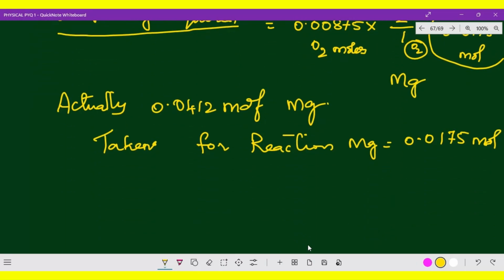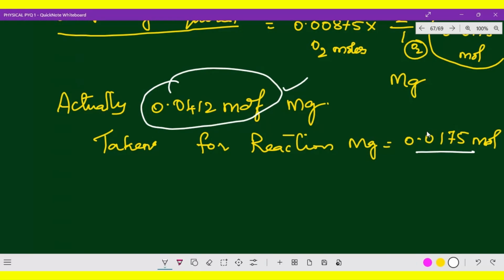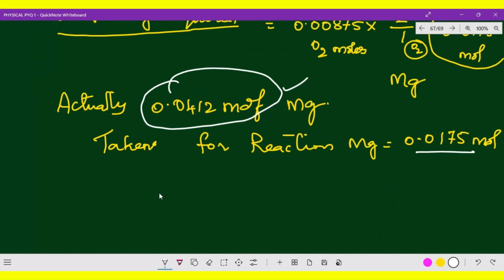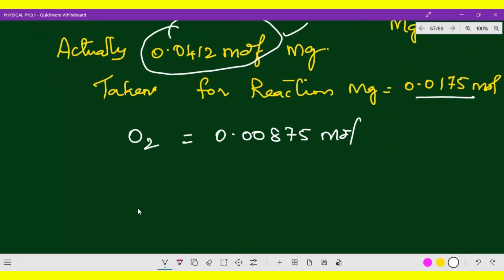Now which is excess and which is the limiting reagent? Here 0.0412 mole of magnesium is available, and 0.0175 has been taken. Oxygen is 0.00875 mole. So oxygen is the limiting reagent. Magnesium is in excess. That is what they are asking: which reactant is in excess and how much is left.